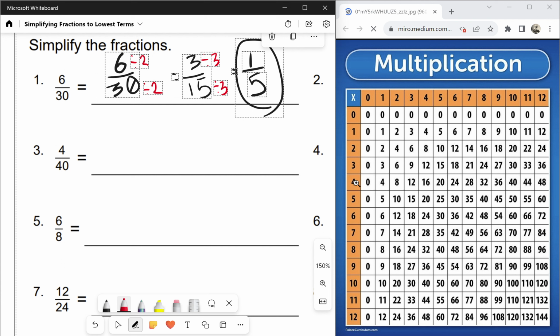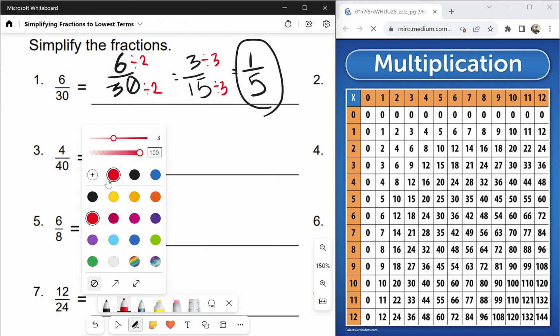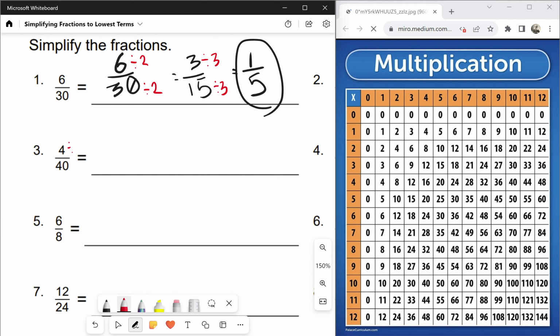40 can be divided by 4. 40 divided by 4 gives us 10. And we remember, 4 divided by 4 gave us 1. So both can be divided by 4. Let's see if that brings us down to lowest terms. Red pen, divided by 4, divided by 4.